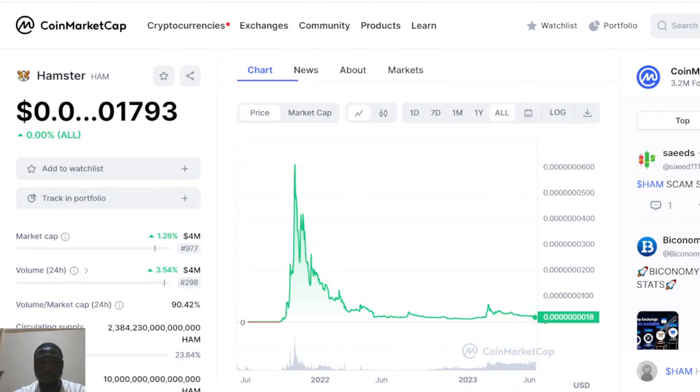Based on what we can see here, you can see the market cap and what it is currently at. It's around 0.001. Based on this place here, we have 0.001.